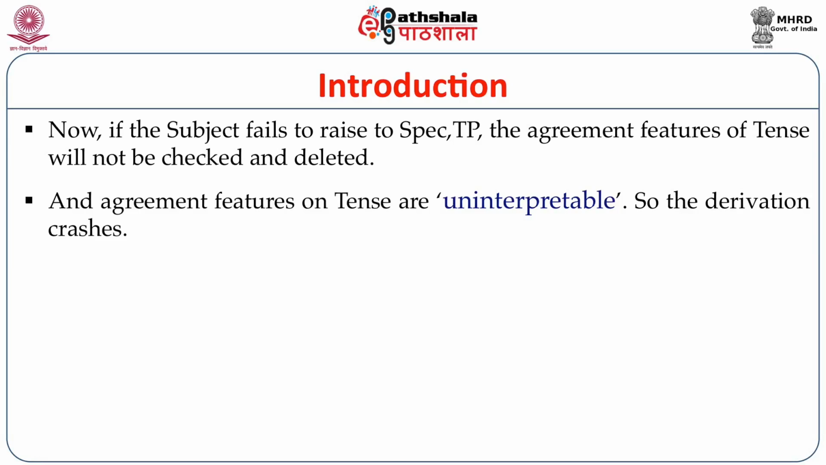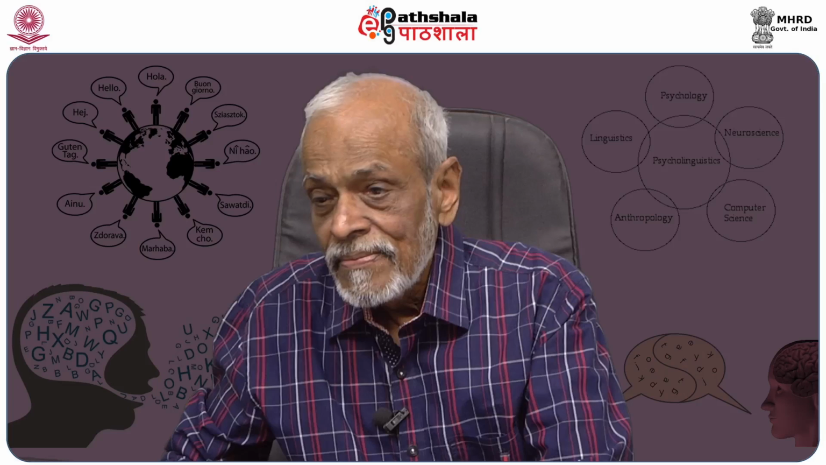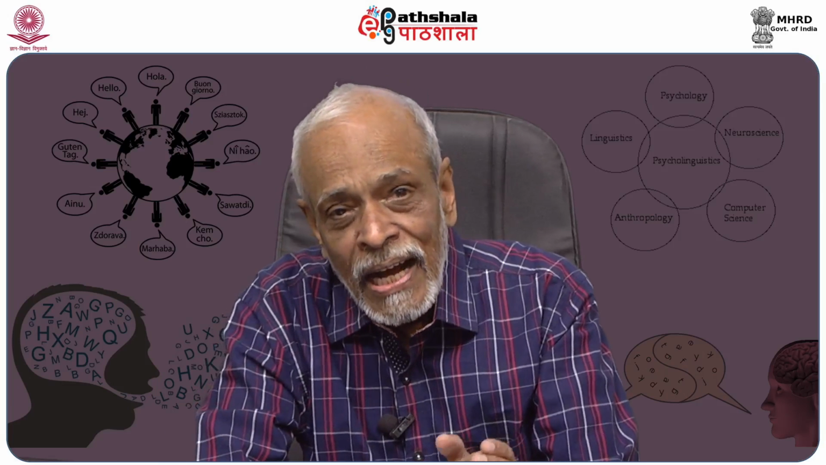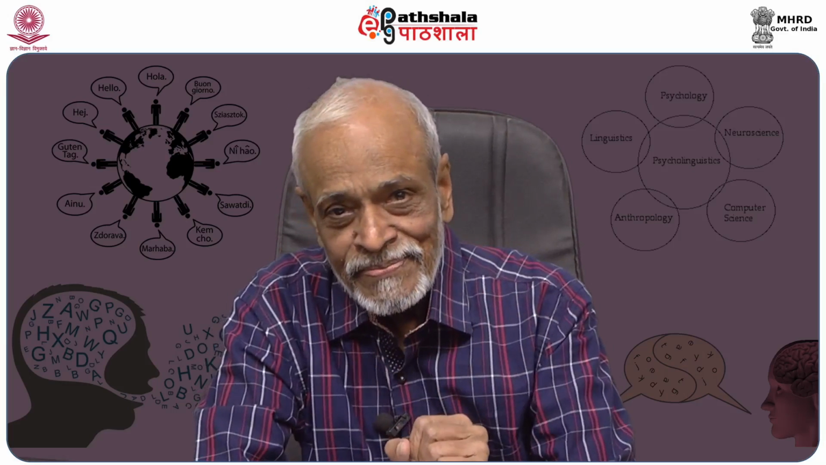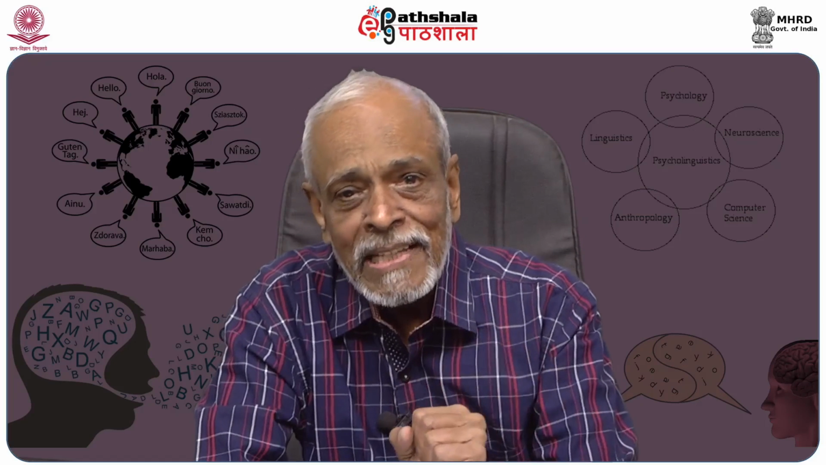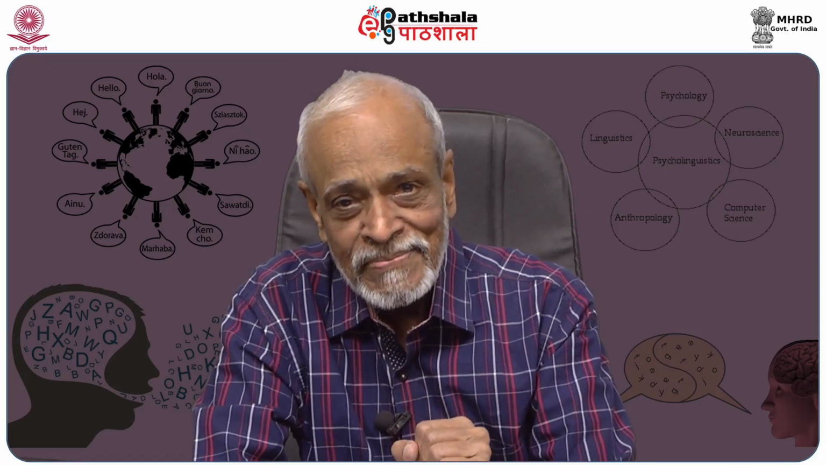So these features are uninterpretable features which have to be checked and deleted. And if the subject does not raise to a spec of TP and delete the agreement features of the tense, then they remain on tense, and at the LF interface they will be uninterpretable and the derivation crashes. So you see how the checking theory forces movement. Because if the movement does not take place, the derivation would crash.